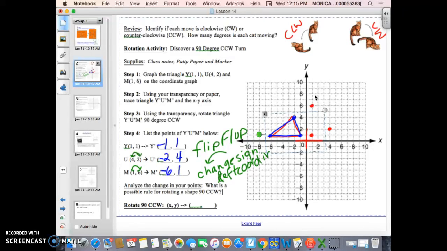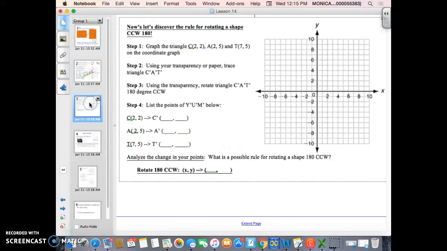So change the coordinate on the left side. Coordinate. What is wrong with my spelling today? Okay, so how do we write that? Well, we're going to flip-flop. So the y is going to come first, and then the x, and then because it's counterclockwise, the y is going to change sign. Okay? So that's a 90-degree counterclockwise turn.